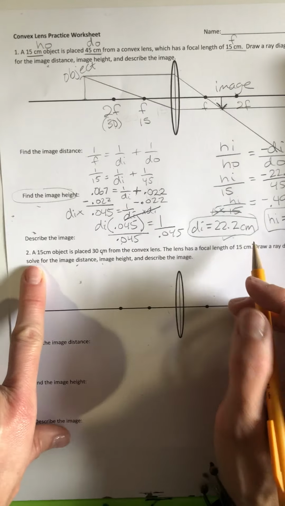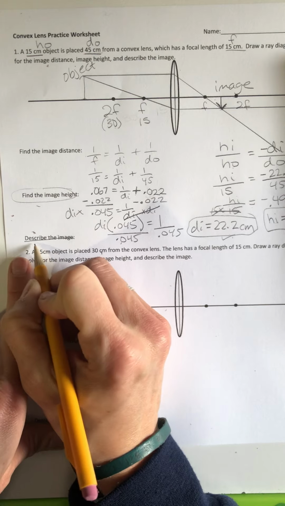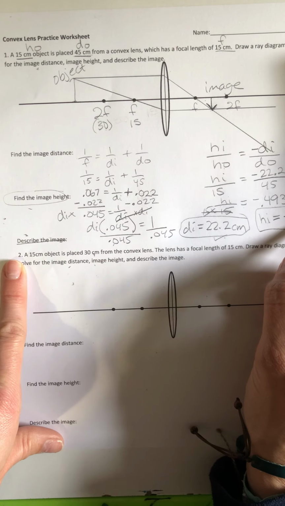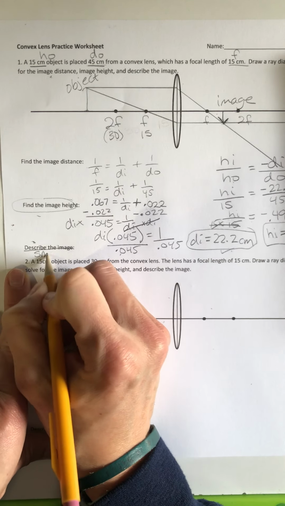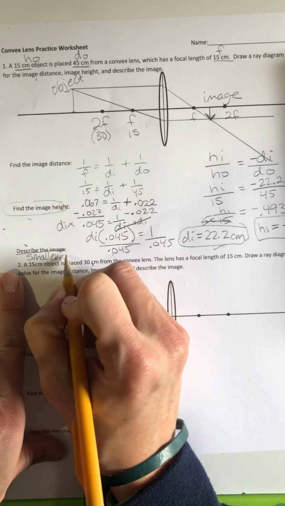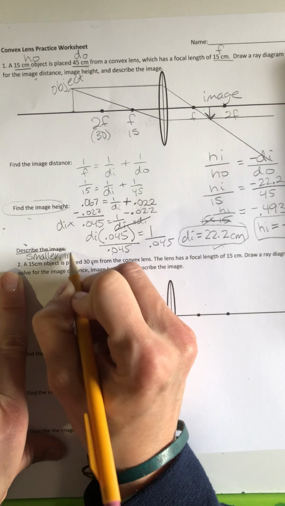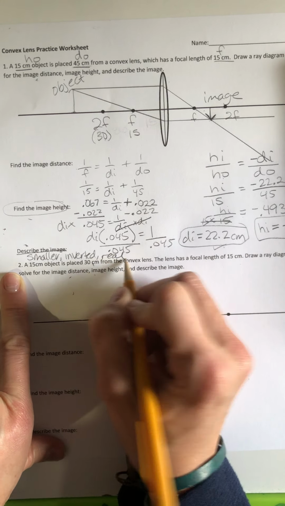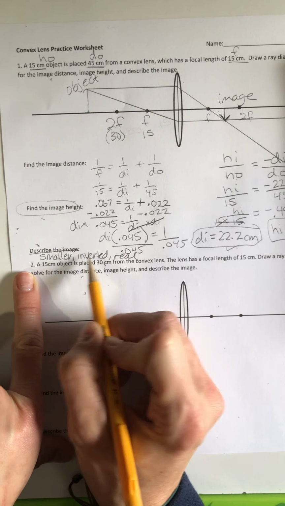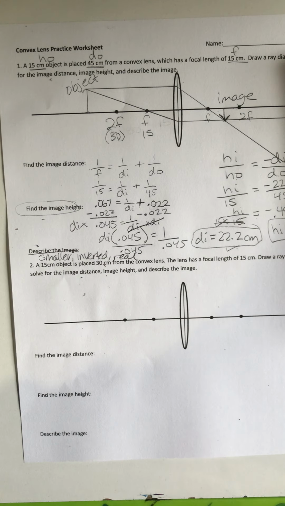So if we were to describe the image, I would say that it is smaller, right? Because 7 is smaller than 15, so it's smaller. It's inverted, because it's upside down. And anything that's inverted is also called real. So I say smaller, inverted, and real, and that's all I need from there.